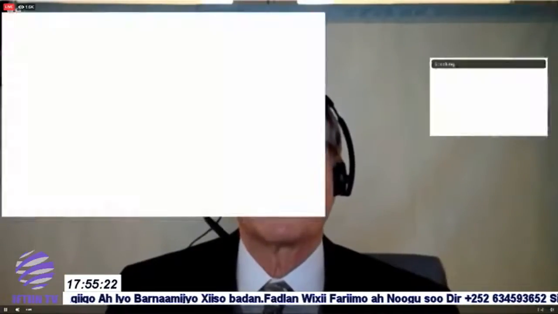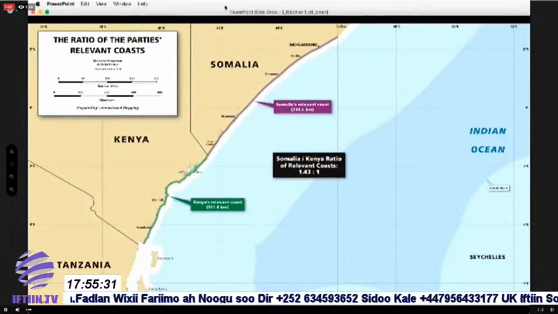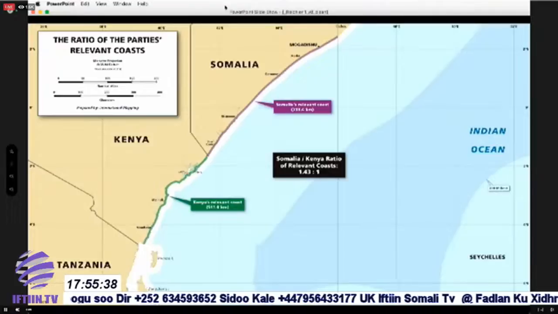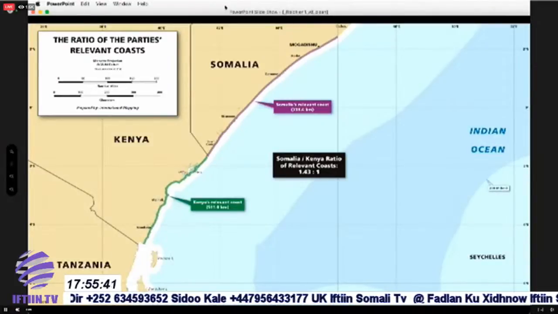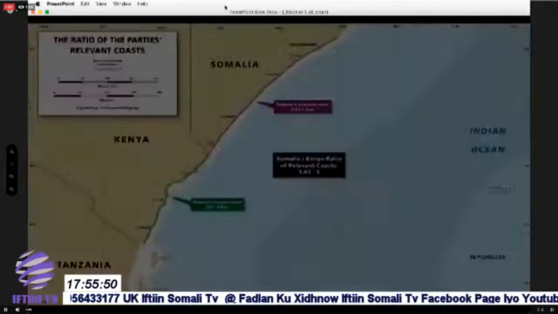This is perfectly clear when the test established by the court for stage 3 of the three-stage process is properly performed. As I explained earlier, there is now no disagreement on the relevant coasts or their lengths. The parties are agreed that Somalia's relevant coast is 733 kilometers long, and Somalia has accepted Kenya's measurement of its own relevant coast at 511 kilometers. The ratio of the parties' relevant coasts is therefore 1.43 to 1 in favor of Somalia.